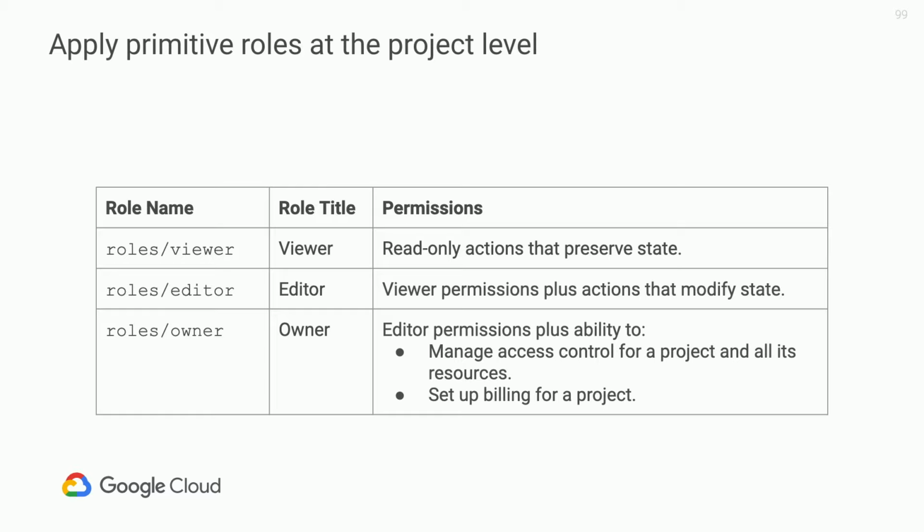First, let's look at the primitive roles. There are three types of primitive roles here. And the primitive roles apply to a project and all its resources underneath this project. There are three roles. The first is viewer. Viewer simply only has read-only actions. It can only read the resource that it has.